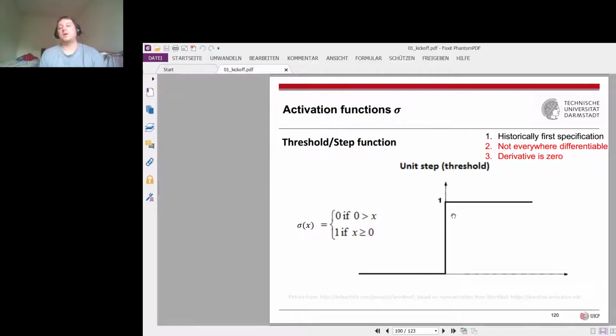The problem with this one is, first, it was the historically first specification. Secondly, it's not differentiable everywhere because there's a point here where it's not differentiable. But that's not such a big problem if just one point is not differentiable. More problematic is that the derivative is actually 0, right? For that function, except for this point where it's not differentiable, the derivative is 0 at all the other points. And if we do optimization with derivatives and the derivative is 0, then the optimization does not work.